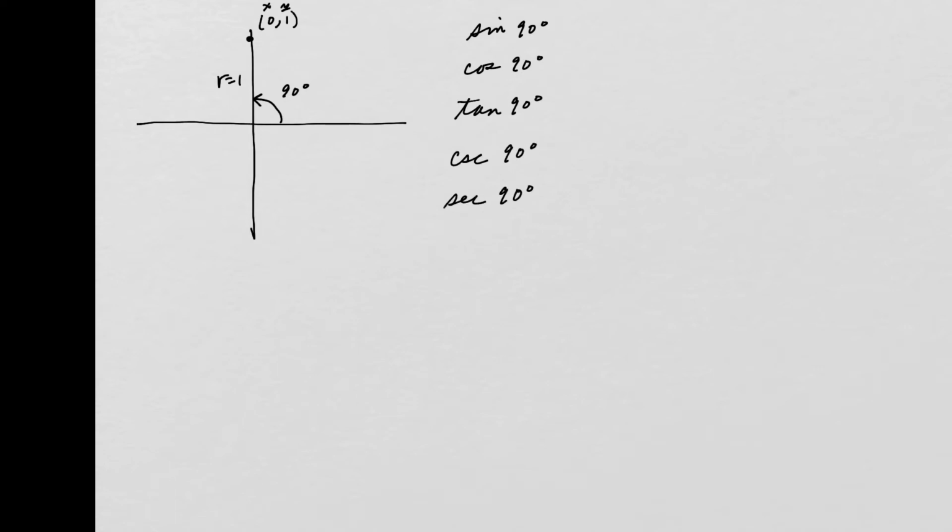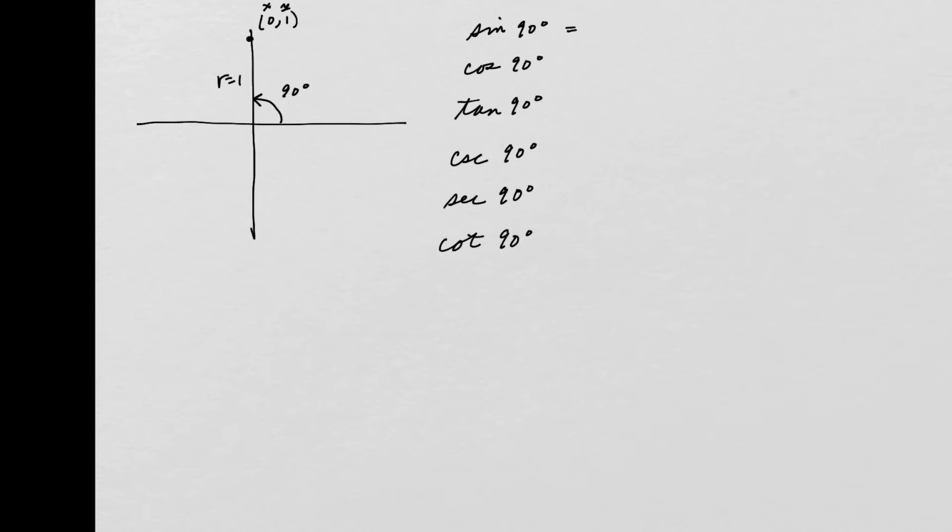So again, I'm assuming that I have a unit circle. So the point on the circle, this is r is 1. This point would be (0, 1), right? That's our x and y value. And this is 90 degrees. So again, now I want sine of 90, cosine of 90, tan of 90, cosecant of 90, secant of 90, cotangent of 90.